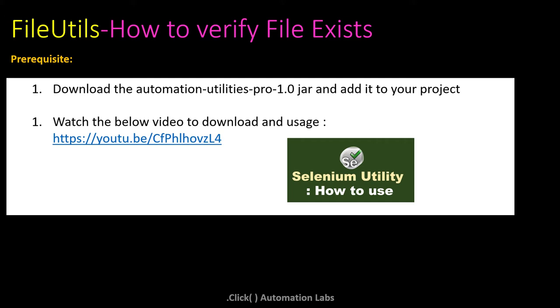So let's get started. Before we start, we need to look at the prerequisites first. To work with these utilities, you need to set up the prerequisites. That is, the required jar file is automation utilities pro 1.0.jar file. This is a necessary jar file which has all the utilities related to various automation reusable functions. One such utility is file utility. To access the file utility, you need to download this jar file and add it to your class path. For detailed instructions, you can have a look at this video.